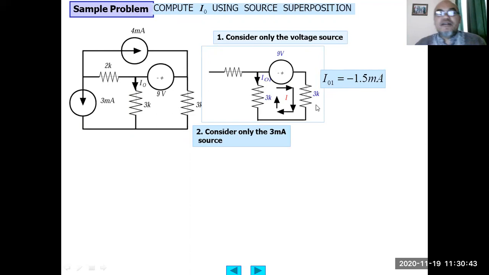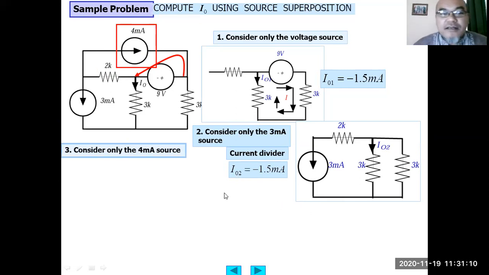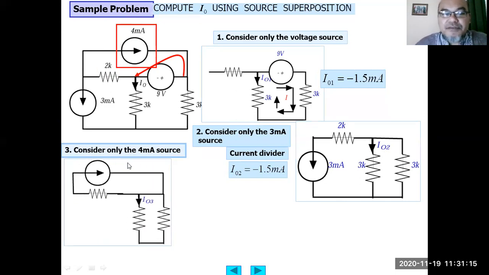Then we consider only the 3 milliampere source. So the 4 milliampere source is open circuited, and the 9-volt source is short circuited. From there we obtain this circuit with the 3 milliampere source, which is clearly a current divider, and then we can find IO2 equals negative 1.5 milliampere. After that, for the third one, we consider the contribution from the 4 milliampere current source.